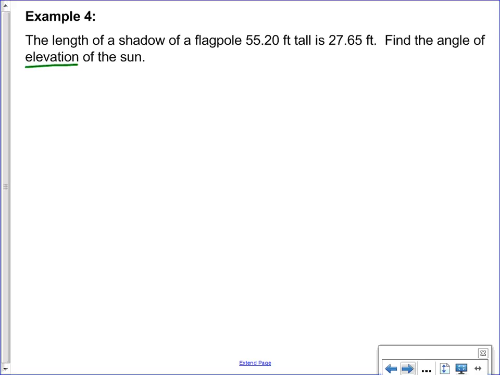So the length of a shadow of a flagpole 5.20 tall is 27.65. One is the shadow, one is the flagpole. The first one is a flagpole, and then the shadow is that. Okay, let's draw a picture. Here's a flagpole. I'll even draw you a flag.